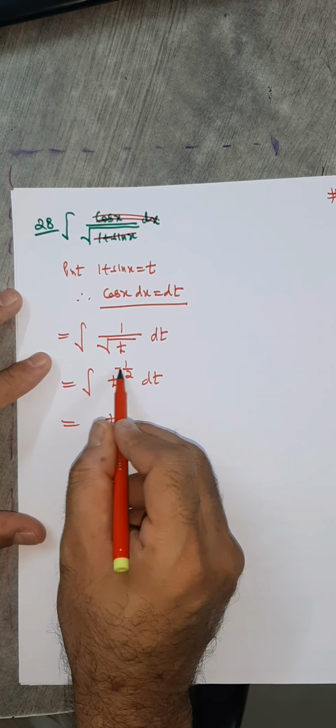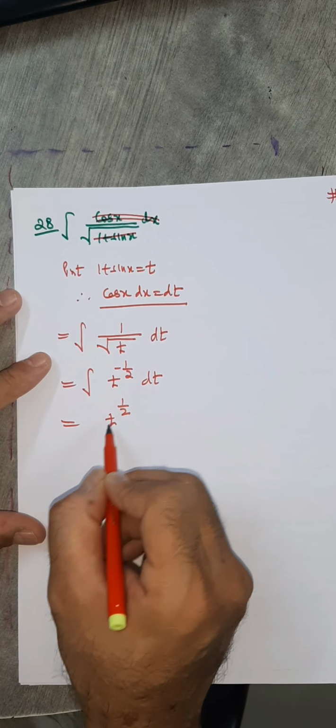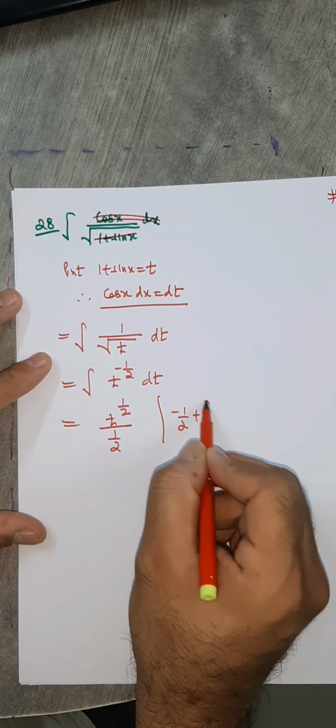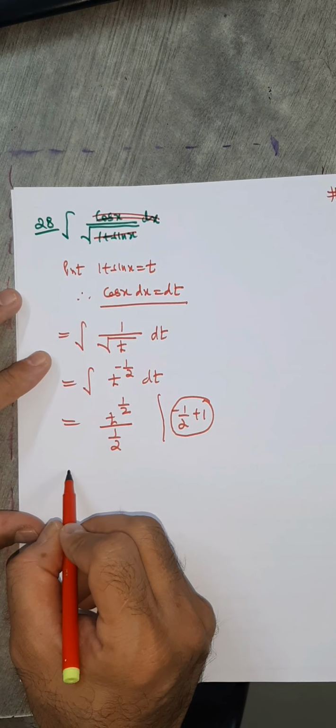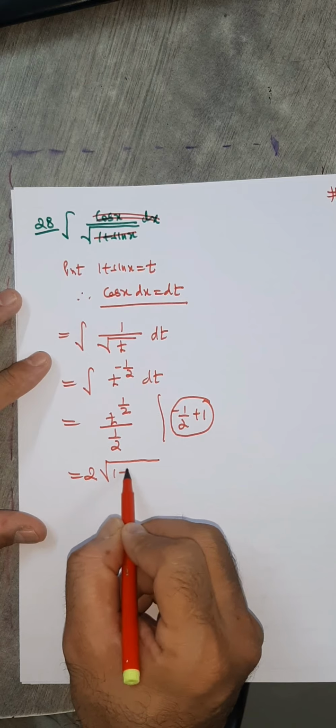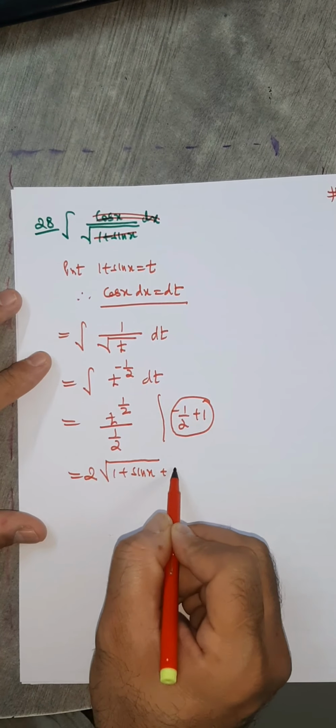T raised to minus 1 by 2 plus 1, which is 1 by 2 upon 1 by 2. Minus 1 by 2 plus 1. This is just 1 by 2. So you have 2 root t. But what is t? That is 1 plus sine x. So this is the answer. Plus c.